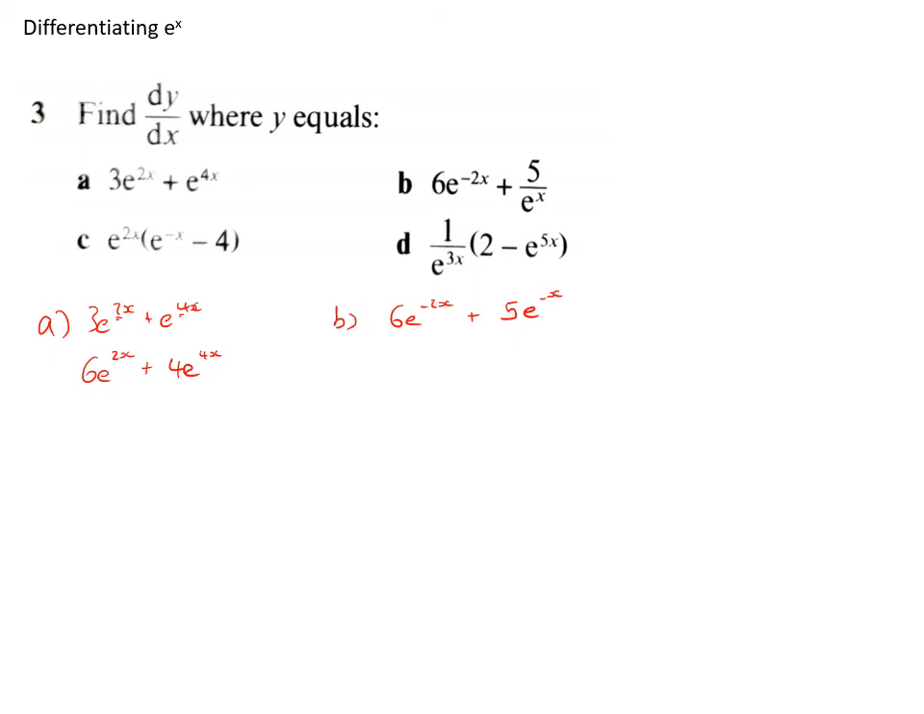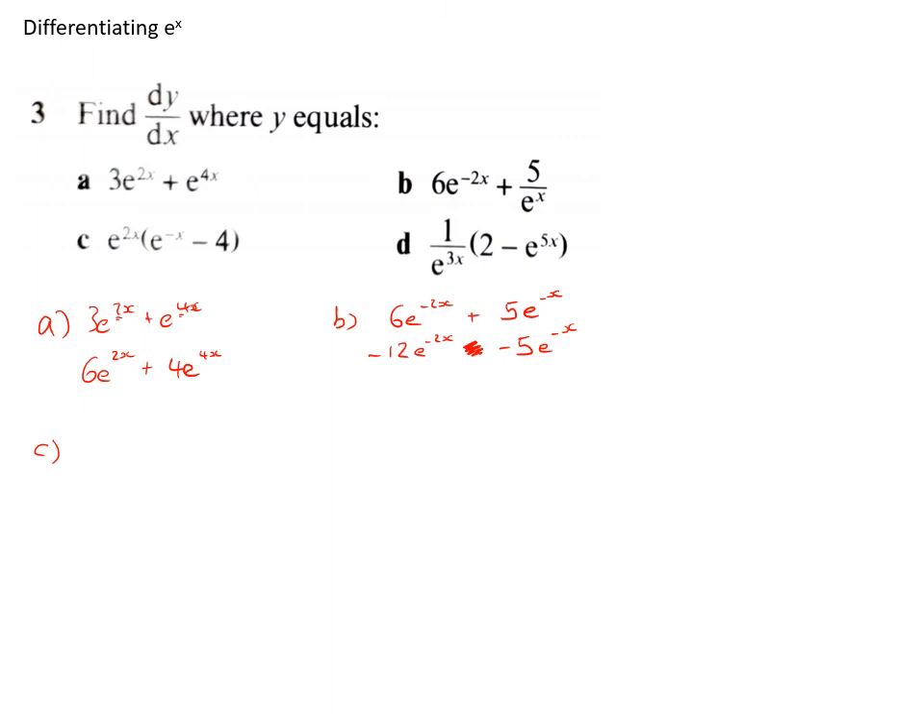You could then differentiate, bring the negative 2 to the front, which gives us a negative 12e to the minus 2x. And over here then, I'll write the plus in here, but we're going to bring the negative part to the front. So it's a negative 5e to the minus x. So I'd get rid of the plus when I simplify my final answer. If you've got something like part C, that's actually something we'll learn to differentiate a little bit later on in the course.